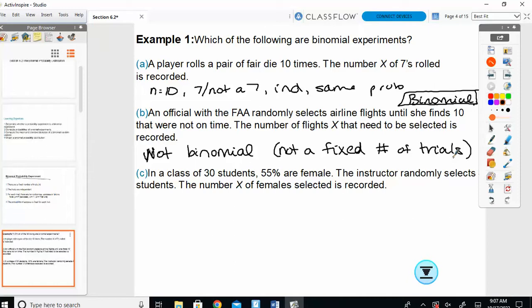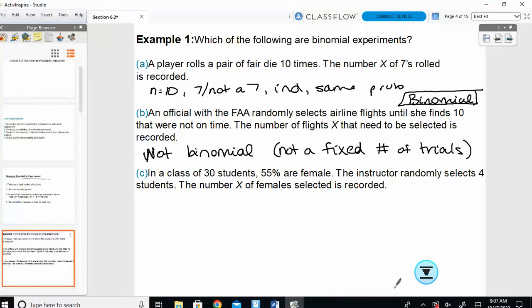In a class of 30 students, 55% are female. The instructor randomly selects 4 students. The number X of females selected is recorded.